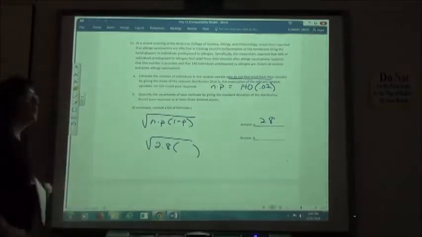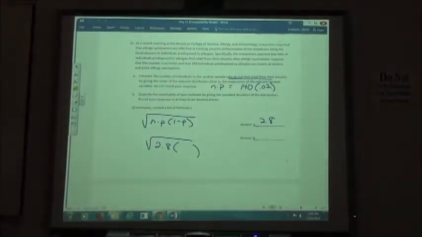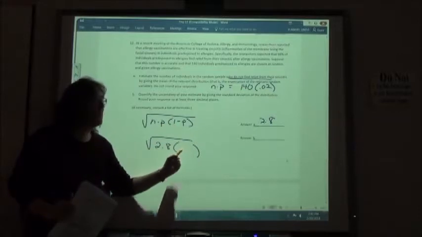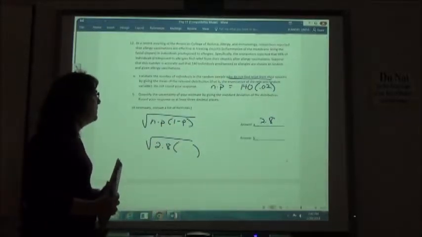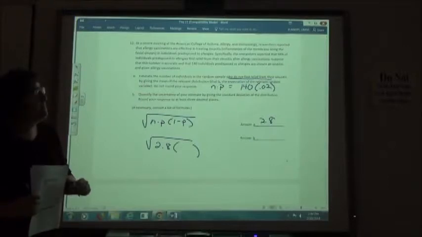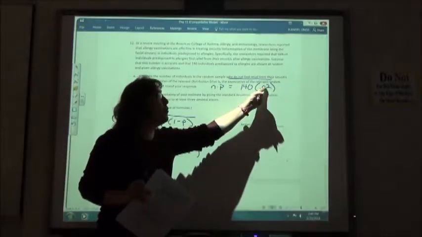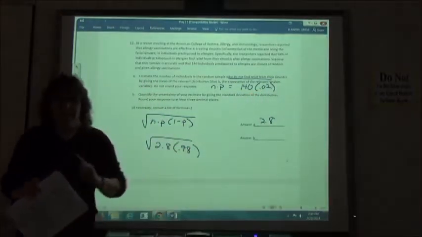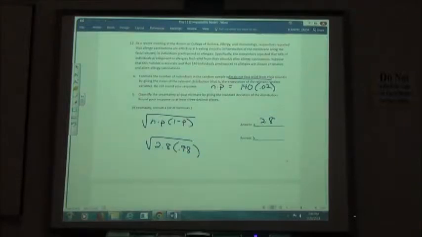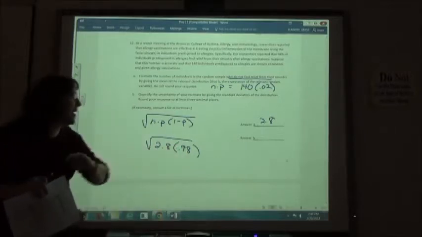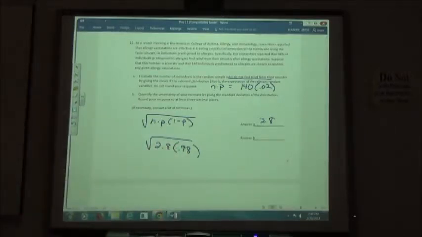And what number are we going to use for the 1 minus p? Oh, you got your answer? No? Where did you get that number from? What number is going to go in here for the 1 minus p? 0.98, right? If this was 2%, then this is 98%. 1 minus 2% is 98%. So we're going to take our 2.8 times our 0.98 and take the square root of that answer and round it off to 3 decimal places.